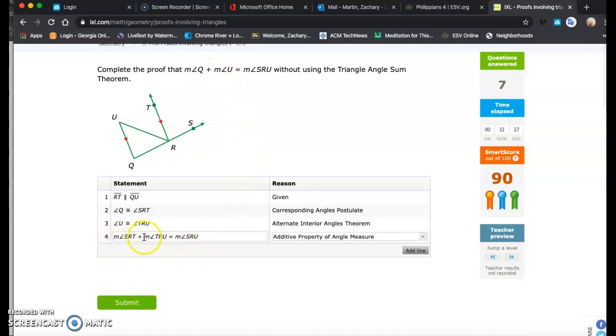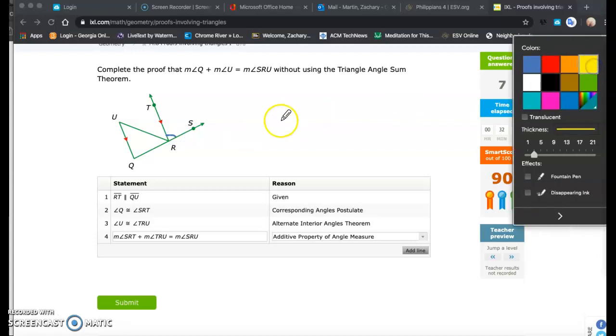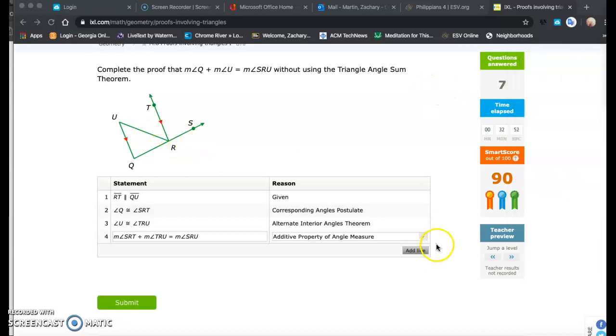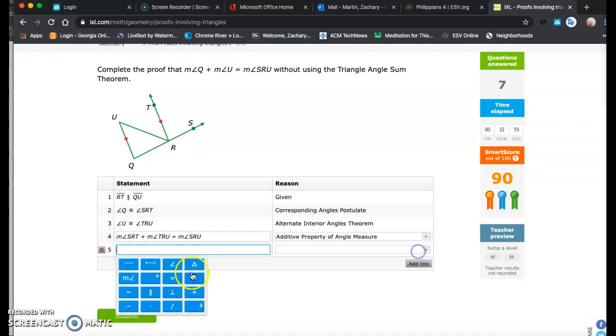So this reason here, and let's put my annotations back up there. All we're saying is that SRT, plus what is that? TRU, blue and yellow there. We're just saying that those two are equal to the bigger angle when you sum them together. And that's our additive property of angle measure, okay? So we're just saying that these two smaller angles equal the bigger angle. They're adjacent. That's our additive property of angle measure. Let's add one more line. And now, grand finale, the measure of angle Q plus the measure of angle U equals the measure of SRU.